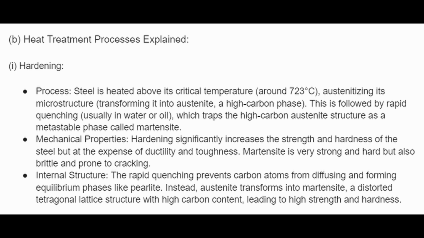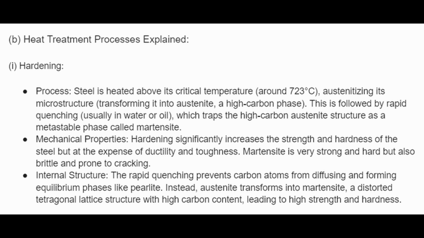Mechanical properties. Hardening significantly increases the strength and hardness of the steel, but at the expense of ductility and toughness. Martensite is very strong and hard, but also brittle and prone to cracking. Internal structure. The rapid quenching prevents carbon atoms from diffusing and forming equilibrium phases like pearlite. Instead, austenite transforms into martensite, a distorted tetragonal lattice structure with a high carbon content, leading to high strength and hardness.